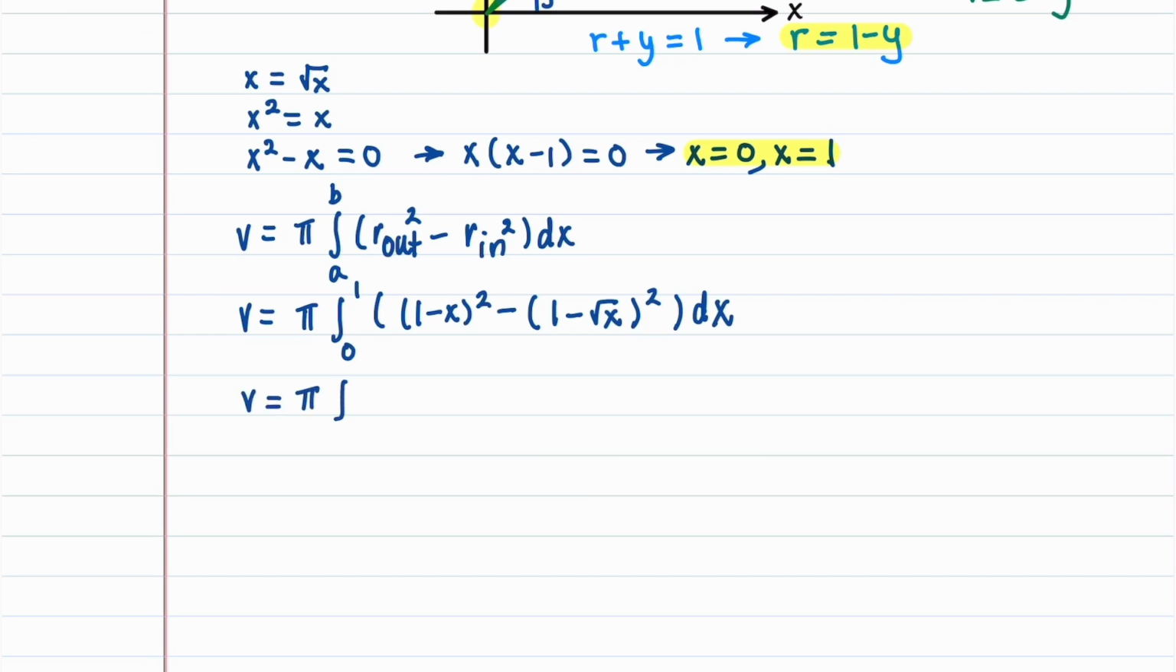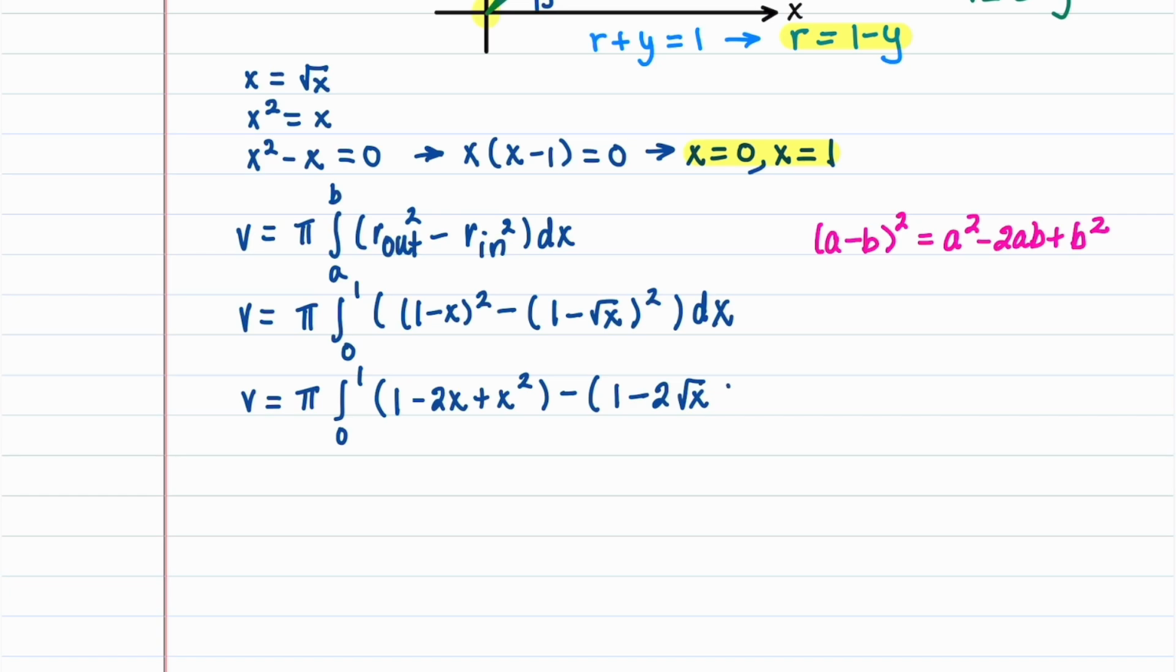Before we do the integration, we are going to simplify what we're integrating, and we're going to have to multiply out both terms. Just remember the formula, a minus b quantity squared is a squared minus 2ab plus b squared. This gives us 1 minus 2x plus x squared minus 1 minus 2 root x plus root x squared, which is just x. Now let's go ahead and pull that negative through to our last three terms.